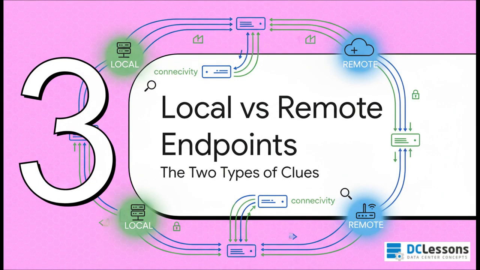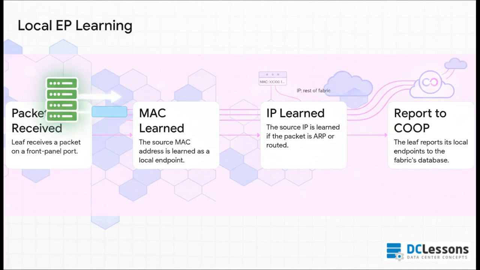Okay, so if we want to go find these endpoints and figure out what's going on, we first have to understand that they come in two main flavors, local and remote. Think about a local endpoint like this. A server gets plugged into a leaf switch. The second it sends out its very first packet, that leaf switch goes, hey, I know you, you're connected right here on this port. That's a local endpoint. It's the ground truth, the primary source of information. And once the leaf learns that, it shouts it out to the rest of the fabric so everyone else knows.